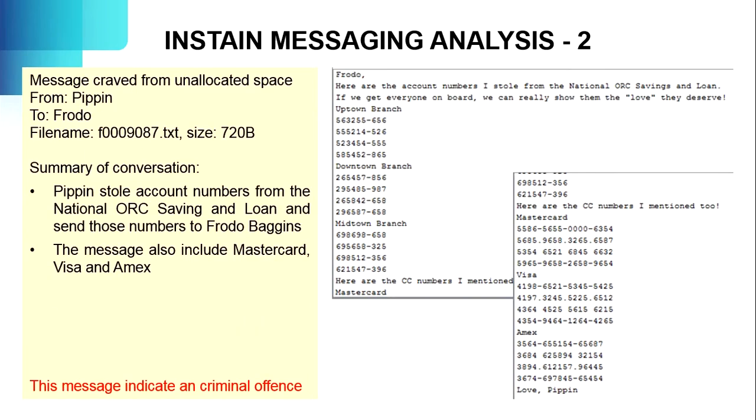Instant messaging analysis 2. Message crafted from unallocated space, from Pimpin to Frodo. File name: F0009087.txt. Size: 720 bytes. Summary of the conversation: Pimpin stole account numbers from the National Orc Savings and Loans and sent those numbers to Frodo Baggins. The message also includes MasterCard, Visa, and Amex numbers. This message indicates a criminal offense.